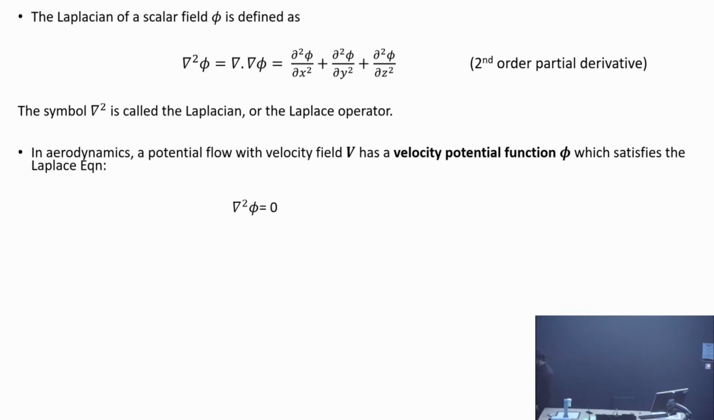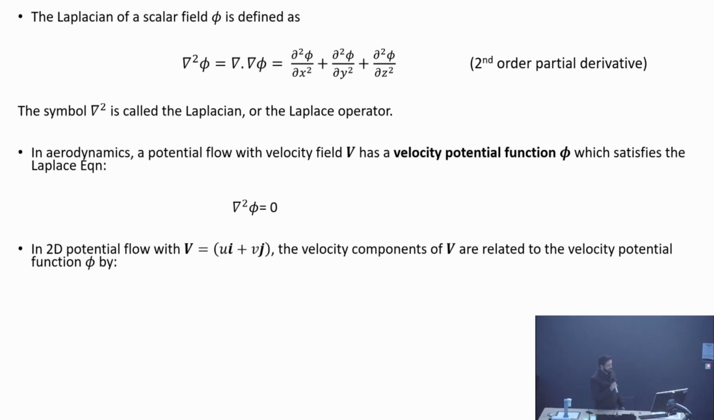So in 2D, with the velocity vector v with components u and v, what I told you last week is that the velocity components u and v can be related to the velocity potential phi. Anyone remember the simple equations? What does u equal in terms of phi? And what does v equal in terms of phi? Anyone? Any guesses?